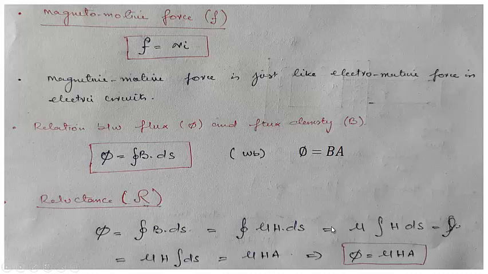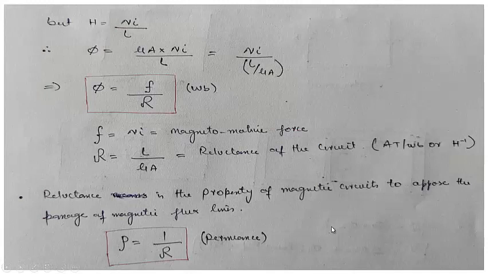So now coming back to reluctance, this H dot ds, H is constant in the core everywhere. So this ds will be equal to A. So I have just shown it. So phi is equal to mu H into A, or it will be simply B into A. But H is equal to Ni by L. I have just shown it from the previous slides. So phi is equal to mu A into Ni by L. So I will write it like this: Ni divided by L.